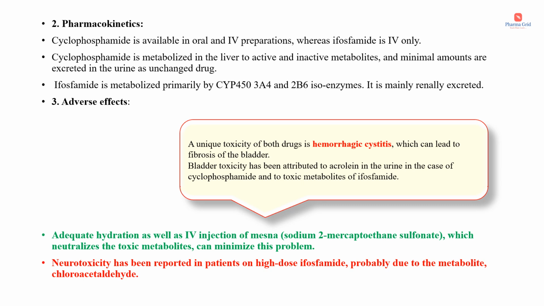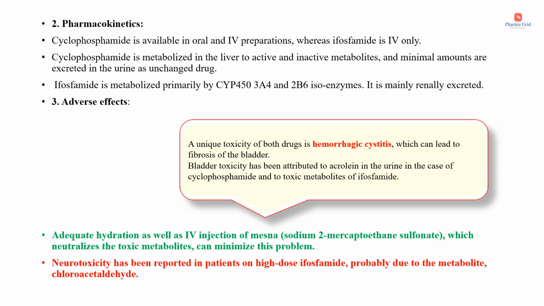Then adverse effects. A unique toxicity of both the drugs is hemorrhagic cystitis. Okay, so the specific toxicity associated with cyclophosphamide and ifosfamide is hemorrhagic cystitis, which can lead to fibrosis of the bladder. Bladder toxicity has been attributed to acrolein in the urine in the case of cyclophosphamide and to toxic metabolites of ifosfamide. As we have already discussed in the previous slide, the active compounds produced as a result of metabolism of cyclophosphamide are phosphoramide mustard as well as acrolein. And this acrolein is responsible for the bladder toxicity caused by cyclophosphamide.